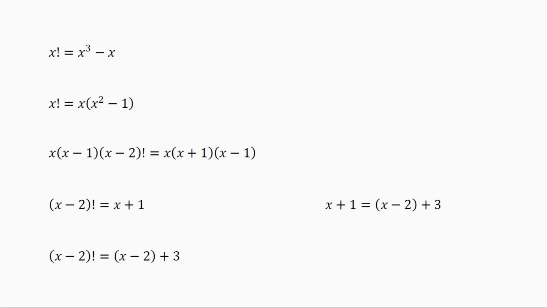We can rearrange this equation. Then we get x minus 2 factorial minus x minus 2 equals 3. Or x minus 2 into x minus 3 factorial minus x minus 2 equals 3. Now we can factorize with x minus 2. Then we get x minus 2 into the quantity x minus 3 factorial minus 1 equals 3.